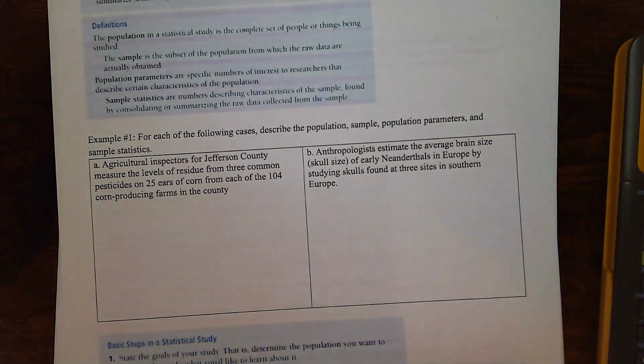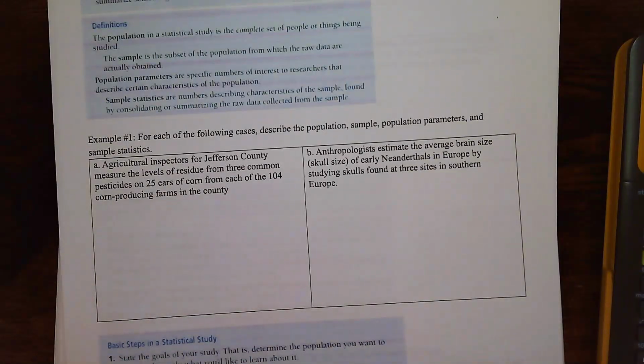All right, so example one: for each of the following cases, describe the population, sample, population parameters, and sample statistics. So on A, agricultural inspectors from Jefferson County measure the levels of residue from 3 common pesticides on 25 ears of corn from each of the 104 corn producing farms in the county.